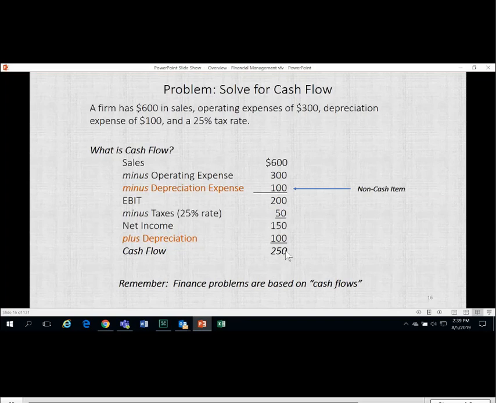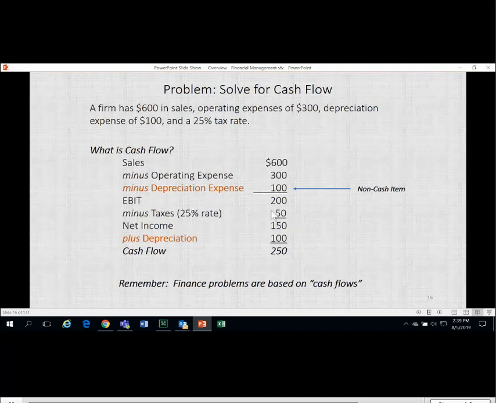Think of it this way. Think of a big cash register as the firm, and this cash register is empty until all of a sudden the salespeople come over and they give you $600 in the cash register. Then the operating and production people come over and they say, we need $300 cash, paid for materials, paid for labor, and so forth. So you pay out that 300, and you only have $300 left in the cash register. Then the tax people come by and they say, we need $50. So you give them $50, and you've got $250 in the cash register.